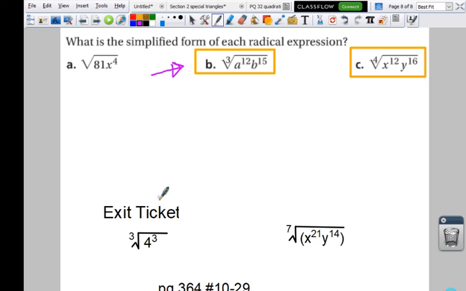Remember, whenever we have stuff inside of it, multiply the exponent.